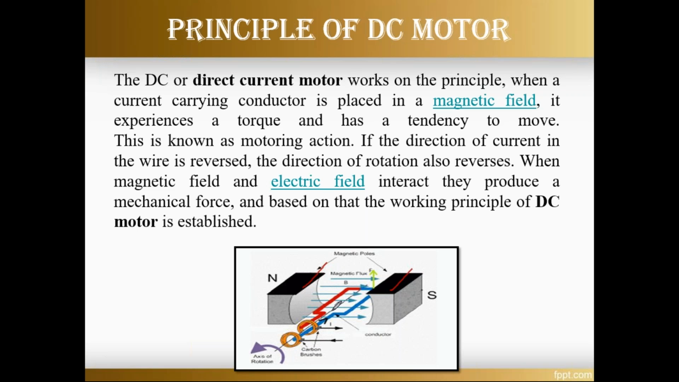In this condition, there is a linkage between the magnetic field and the electric field. That's why the mechanical force is introduced here. In the DC motor, we give electrical energy as input and get mechanical energy as output. When electrical energy is given to this motor, a magnetic field is formed. Due to the interaction of the electrical field and the magnetic field, the motoring action occurs. That is the principle of a DC motor.